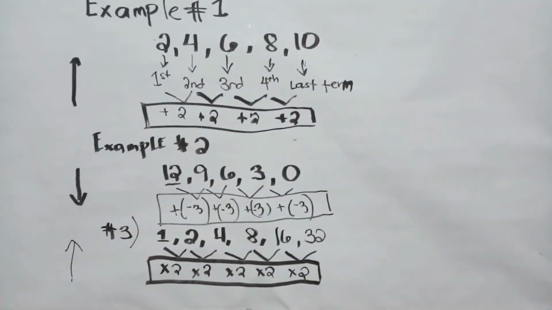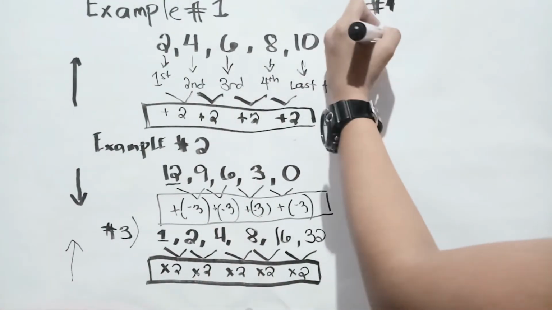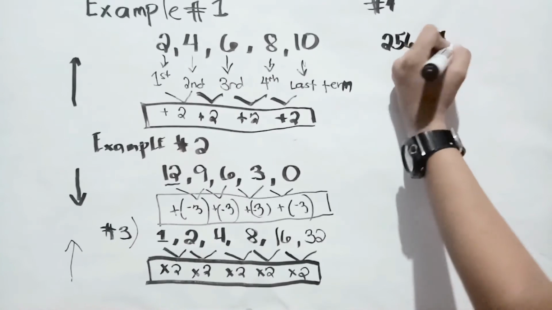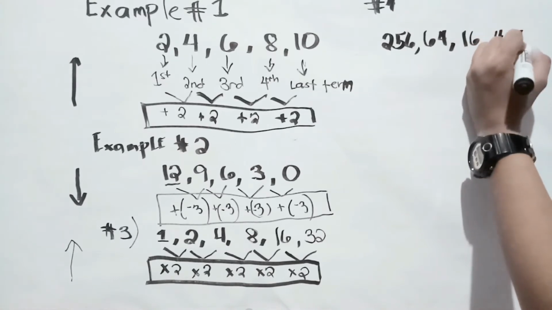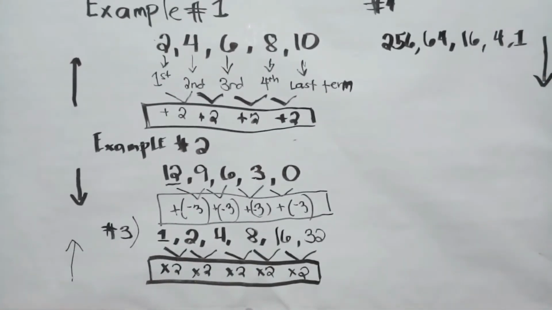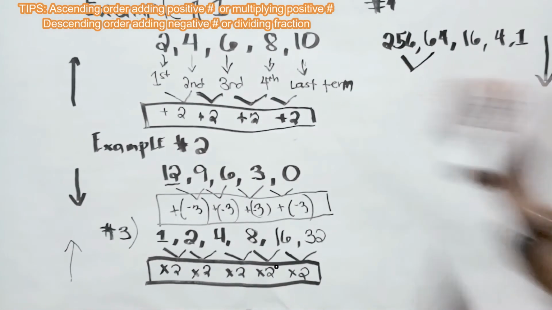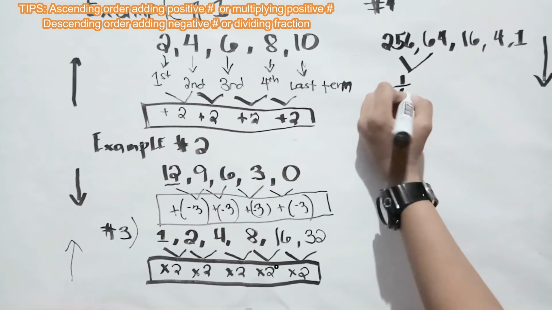Let's have example number 4. 256, 64, 16, 4, and 1. As you can see, it is in descending order. What do you think is the pattern being used in this sequence? Okay, that's right. Some of you might think that it is multiplying by 1/4, the first term to get 64, 256 times 1/4.